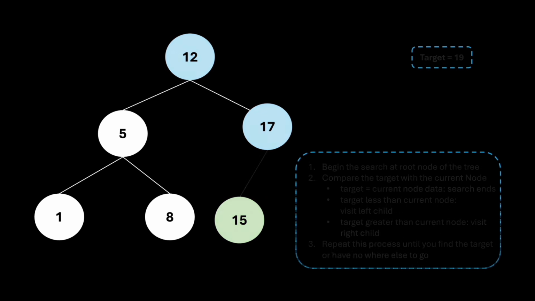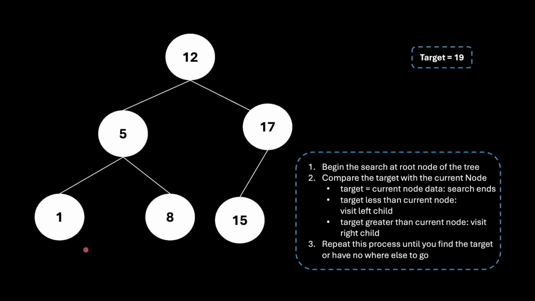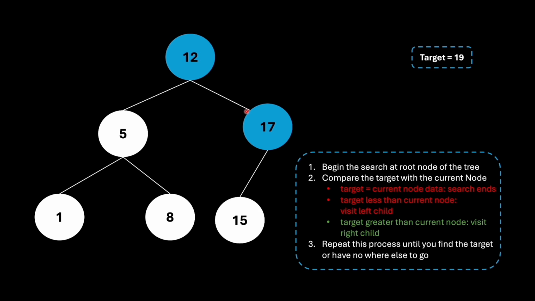Let's try one last example. In this example, we're trying to find number 19 in this binary tree. As always, we will begin the search at the root node. Now we will have to compare the target data with the data at the node we're currently visiting. So we'll compare 19 and 12. 19 is larger, so we will have to visit the right child. Now we will repeat the comparison again. We'll compare 19 and 17. Because 19 is larger than 17, we will have to visit the right child. But the right child does not exist, which means that I have nowhere else to go. Therefore, I can assume that the target does not exist in the binary tree. See, I have nowhere else to go. So I'll just say, yeah, it doesn't exist in the binary tree.